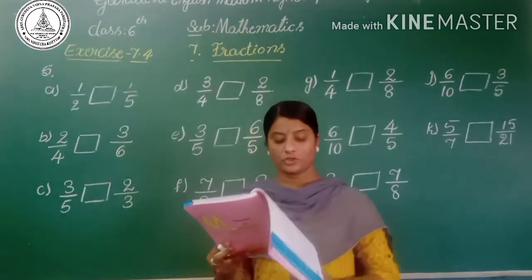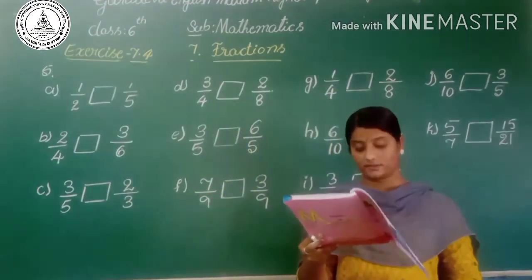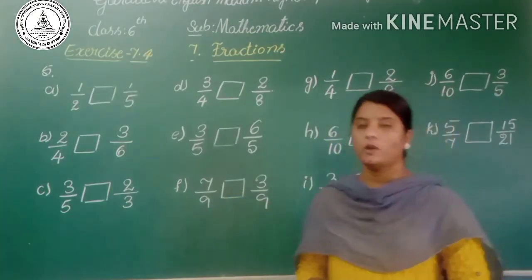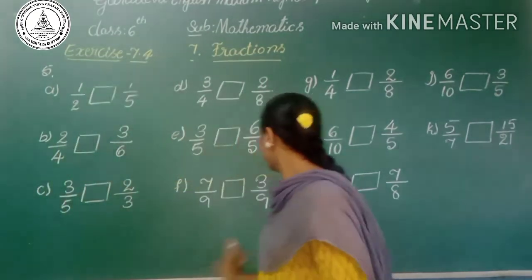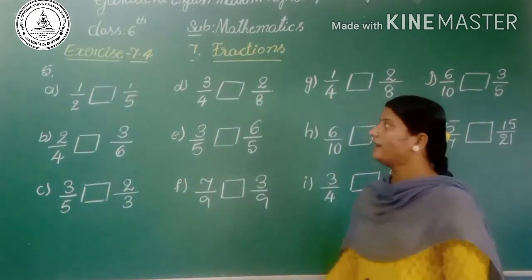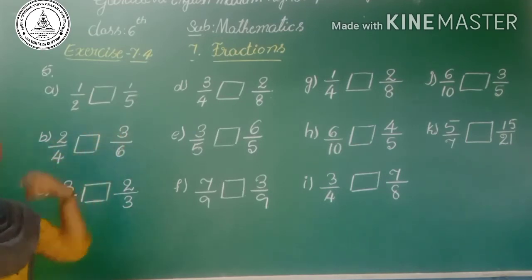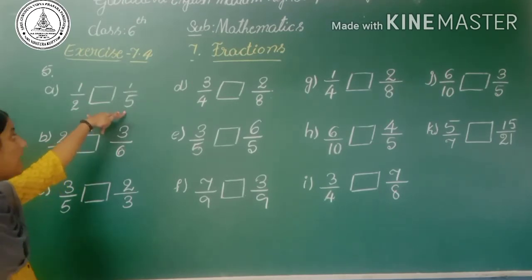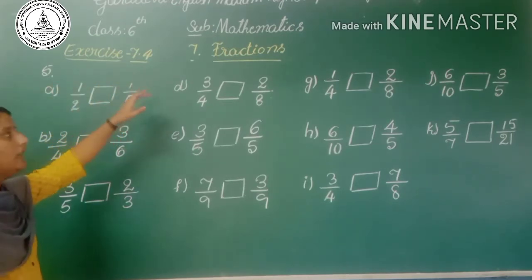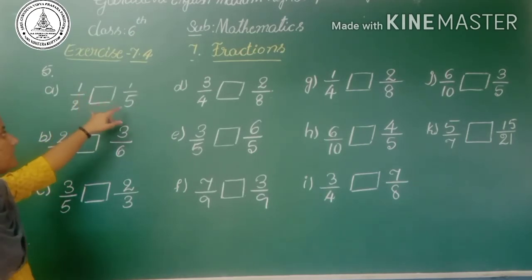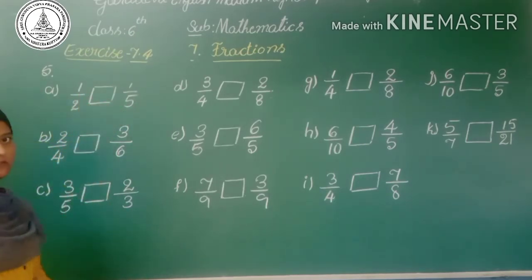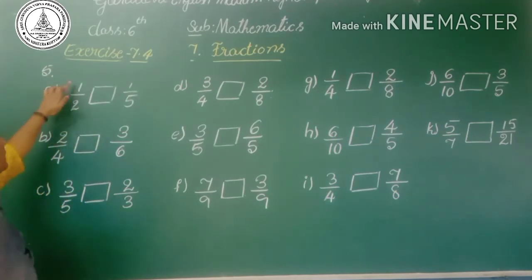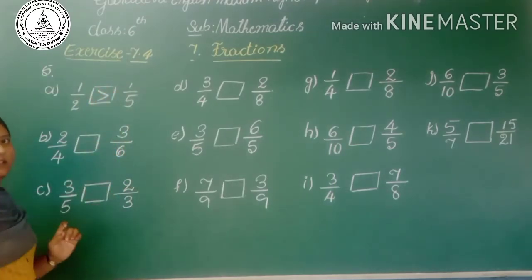Then the fifth question is, how quickly can you do this? Fill in the appropriate sign: less than, equals, and greater than symbols. Here they are given 11 questions. Let's compare these two fractions and fill in the proper sign. Once we observe, these two are unlike fractions having the same numerators. We said that if fractions have the same numerator, the one with the lesser denominator is the greater fraction. Yes, 1 by 2 is greater than 1 by 5.